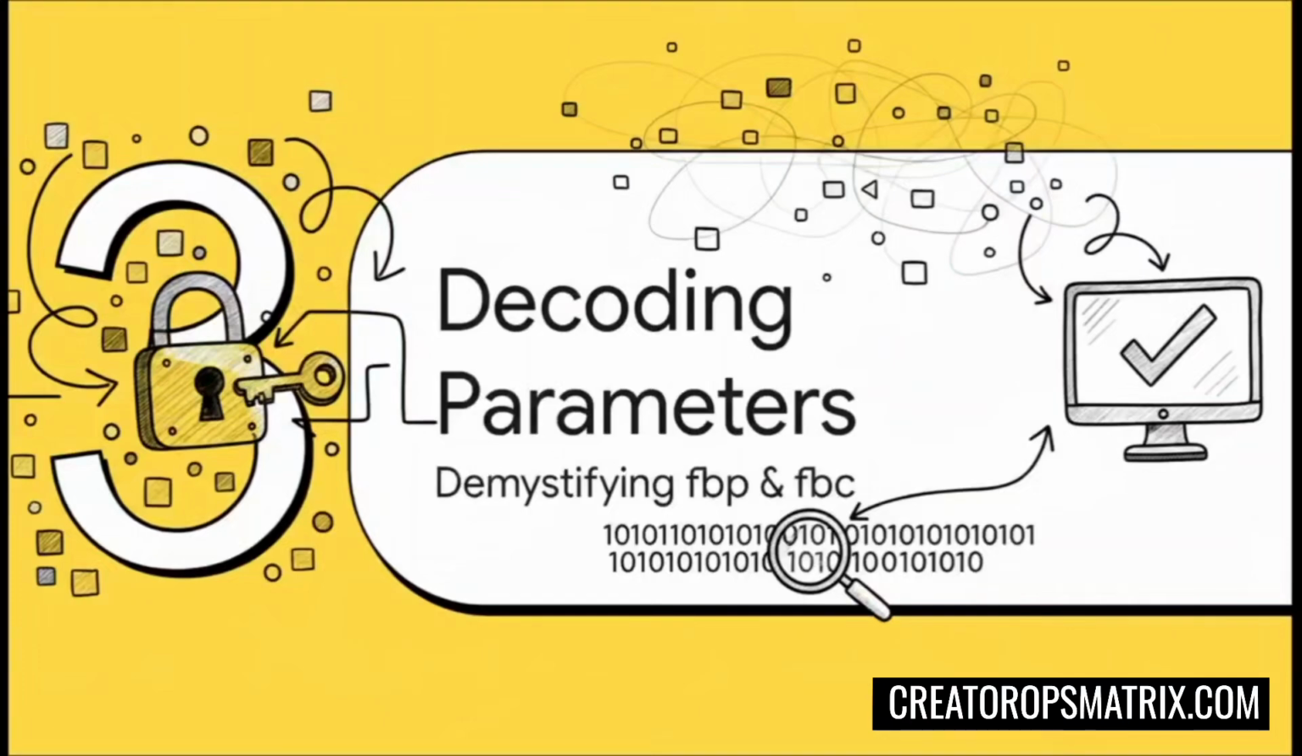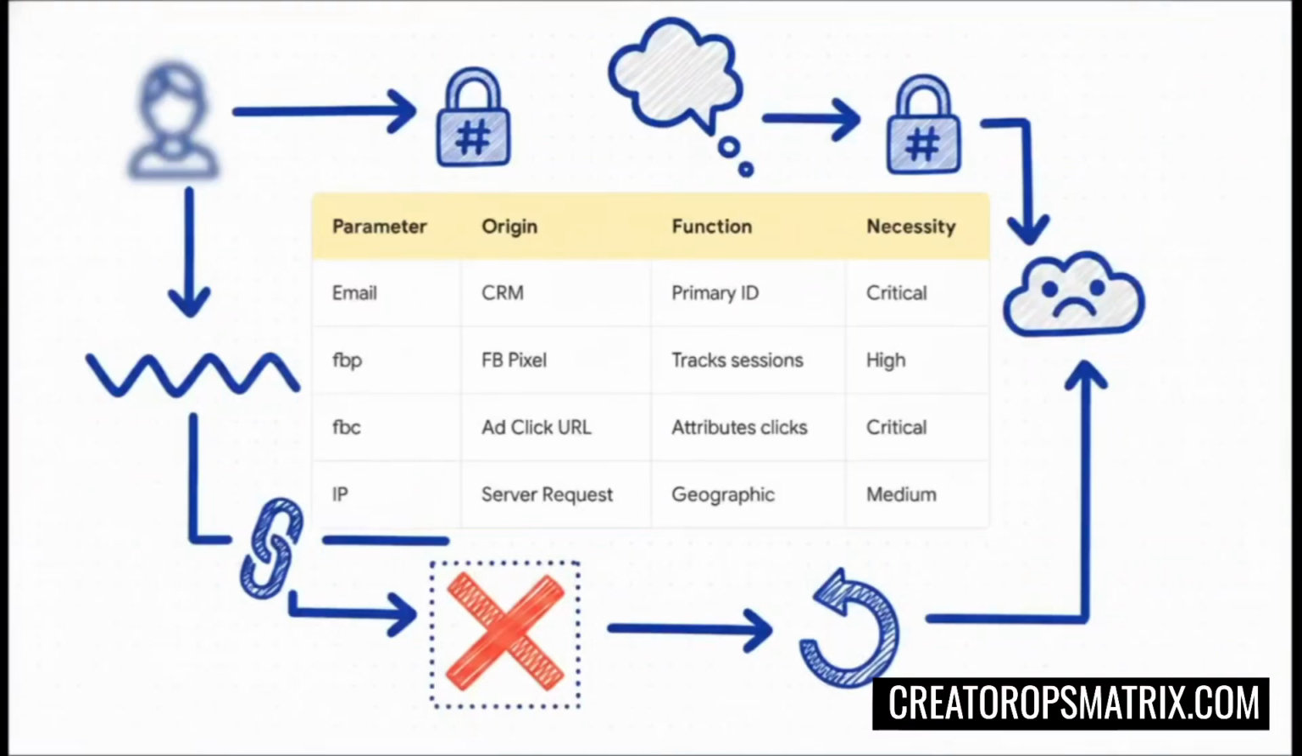Section 3. Decoding tracking parameters, demystifying FBP and FBC. There are very specific identifiers you must extract. You've got your primary IDs, like email and phone numbers, which are absolutely critical and must be strictly SHA-256 hashed. But then you have your technical identifiers, the FBP, which tracks sessions, and the FBC, which attributes ad clicks.